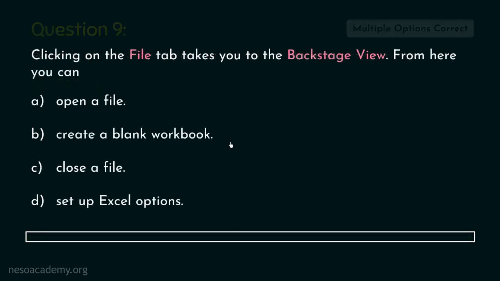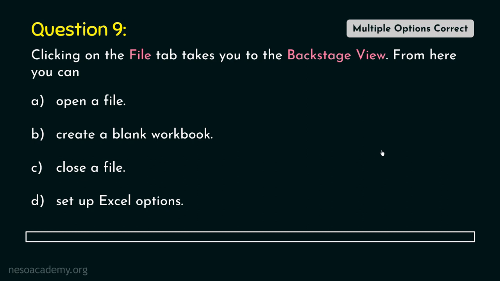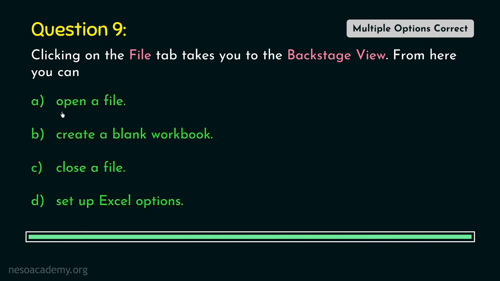Now comes the ninth question of this quiz on your screen, and you again have 15 seconds to solve this question. So your time starts now. Time up, and the answers are option A, open a file, option B, create a blank workbook, option C, close a file, and option D, set up Excel options.